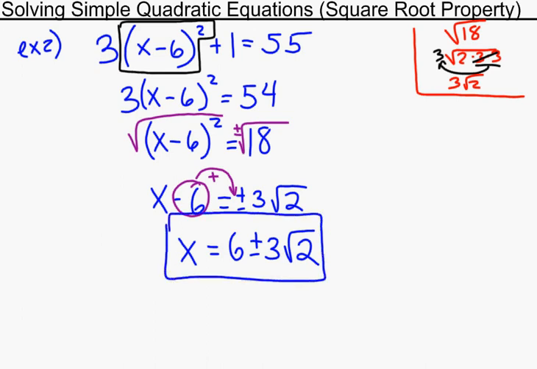So when I'm solving any sort of simple quadratic where there's only one set of x's, only one variable term, I can simply use inverse operations the whole way like we always have, introduce a plus or minus, and get both of my solutions.